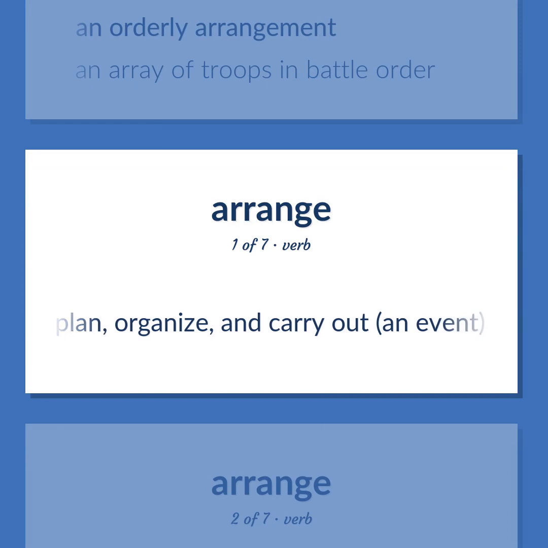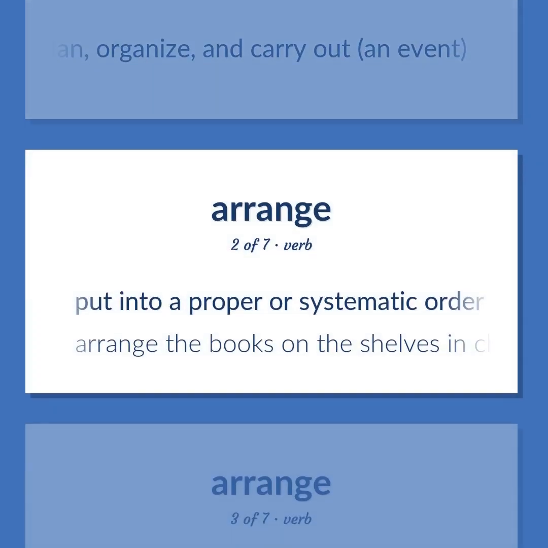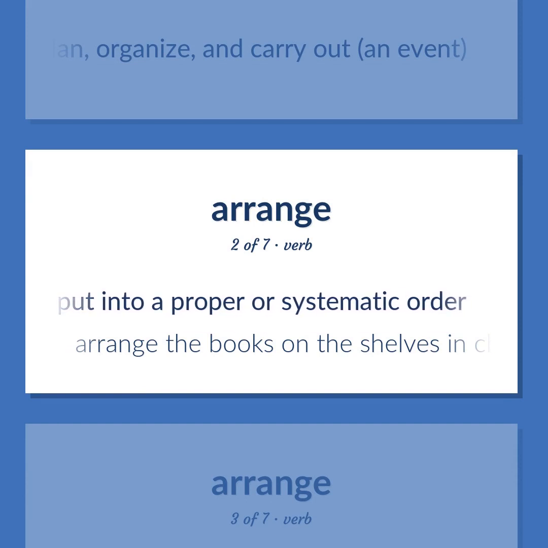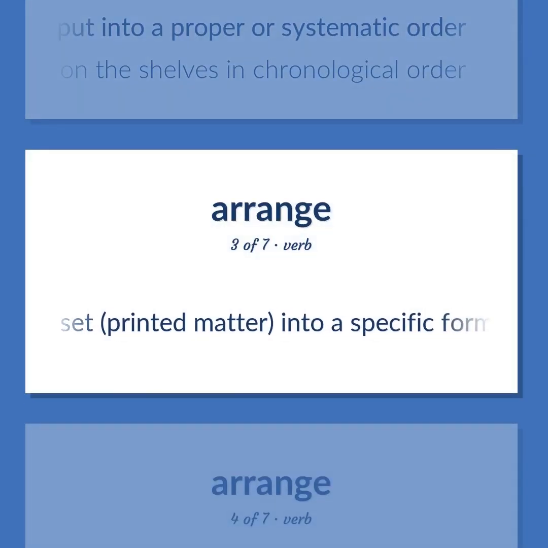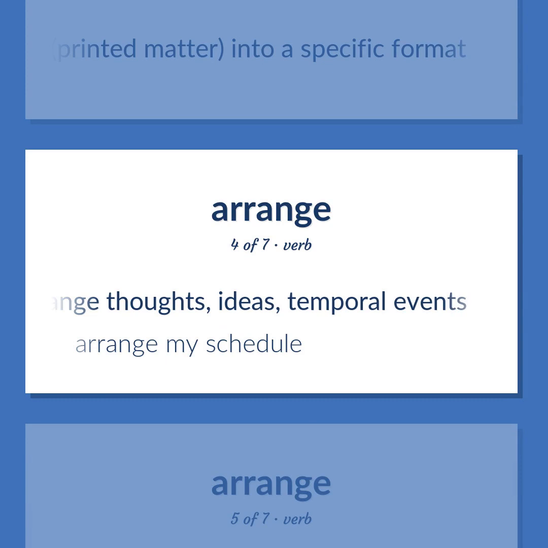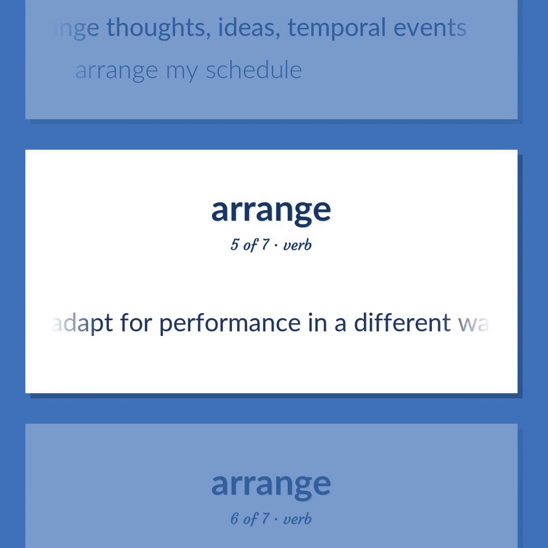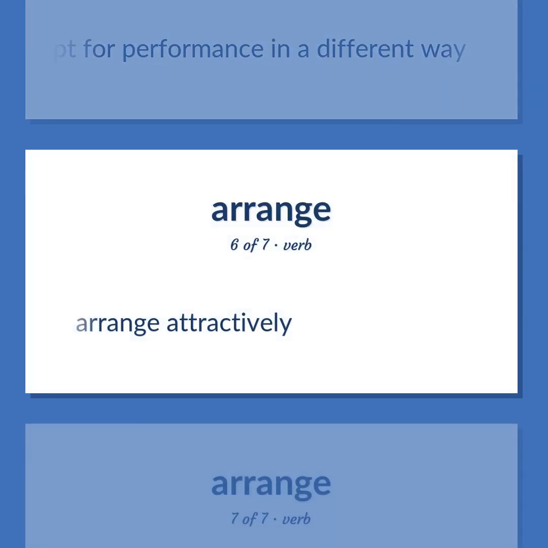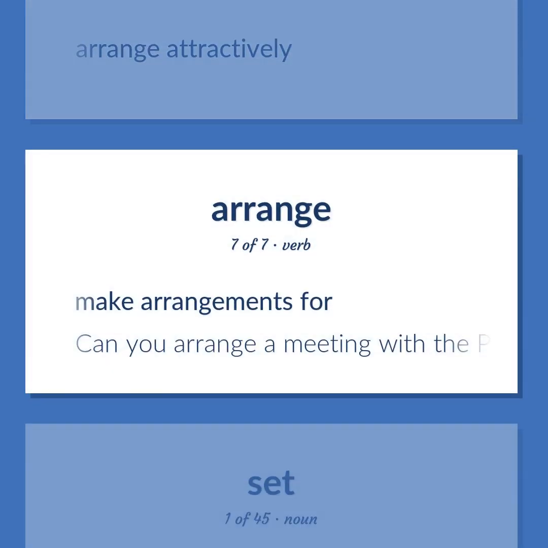Plan, organize, and carry out an event. Put into a proper or systematic order. Arrange the books on the shelves in chronological order. Set printed matter into a specific format. Arrange thoughts, ideas, temporal events. Arrange my schedule. Adapt for performance in a different way. Arrange attractively. Make arrangements for. Can you arrange a meeting with the president?